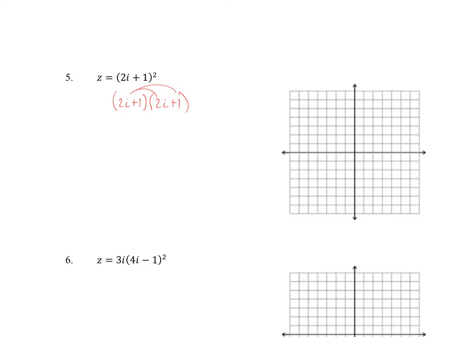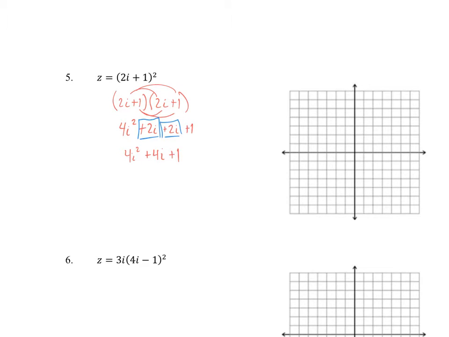So 2i times 2i is 4i squared. 2i times 1 is 2i. 1 times 2i is another 2i, and 1 times 1 is 1. Now we're going to combine some like terms. So we know that 2i and 2i are like terms, so we can combine those. We still have our 4i squared out front, but now we have plus 4i plus 1.